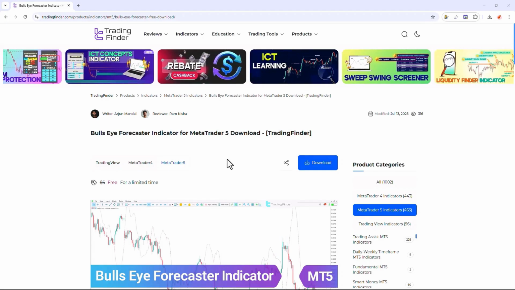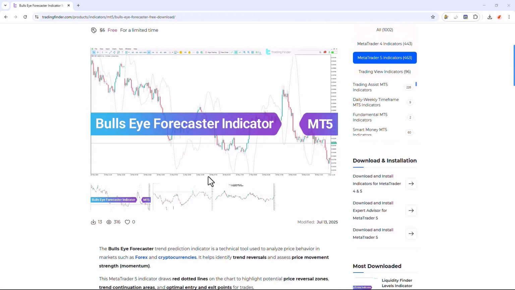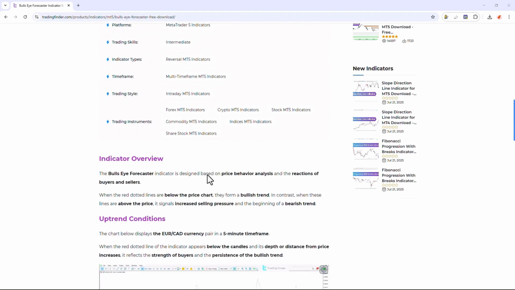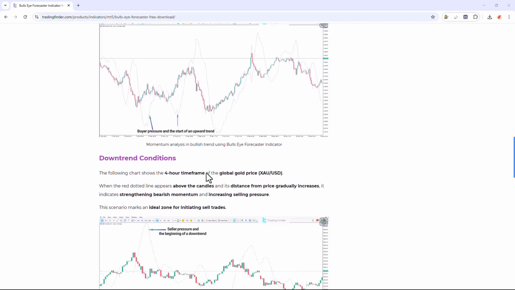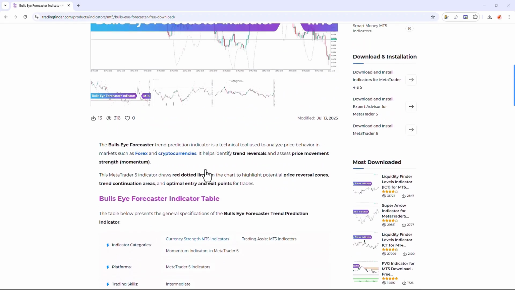The Bullseye Forecaster Indicator, which is a powerful and highly effective tool available for various trading platforms on the comprehensive TradingFinder website, provides valuable insights. From this section, you can download the indicator file for MetaTrader 4 and MetaTrader 5 platforms and run it on your chart. Additionally, traders can read this page to learn about how the indicator works and its functionality.